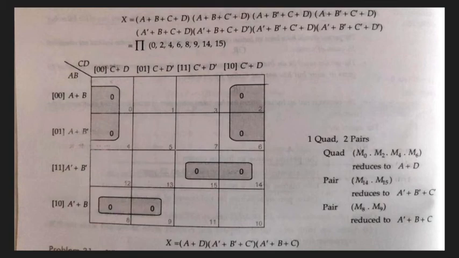So finally, once we have got the reduced expression for the quad and the two pairs, we'll put them together to form the final expression, and that final expression would be X equals (A plus D), bracket close. Now for pair 1, that is (A' plus B' plus C'), bracket close, and for the second pair, that is (A' plus B plus C). So this is our final reduced expression, and if you have a little bit of doubt you can always refer to the previous video where I have explained how we can reduce a given K-map using the POS method. Alright, so this is the way we have got the reduced expression.